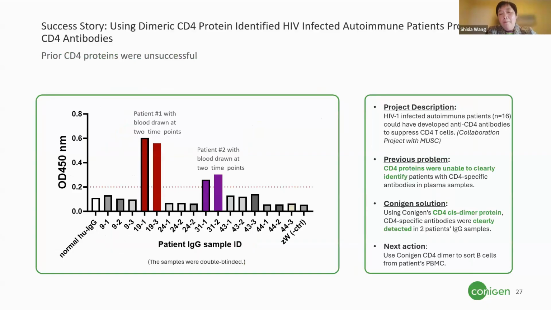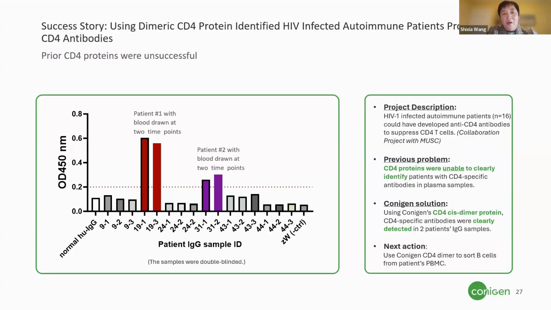So we also use the CD4 dimer protein to detect the CD4 specific antibodies. In this study, we collaborate with a professor in the medical school at the University of South Carolina. She has a cohort of HIV infected patients. This is called long-term non-progressive, which means this patient does not have a viral load detected. However, this patient also has a low CD4 count.